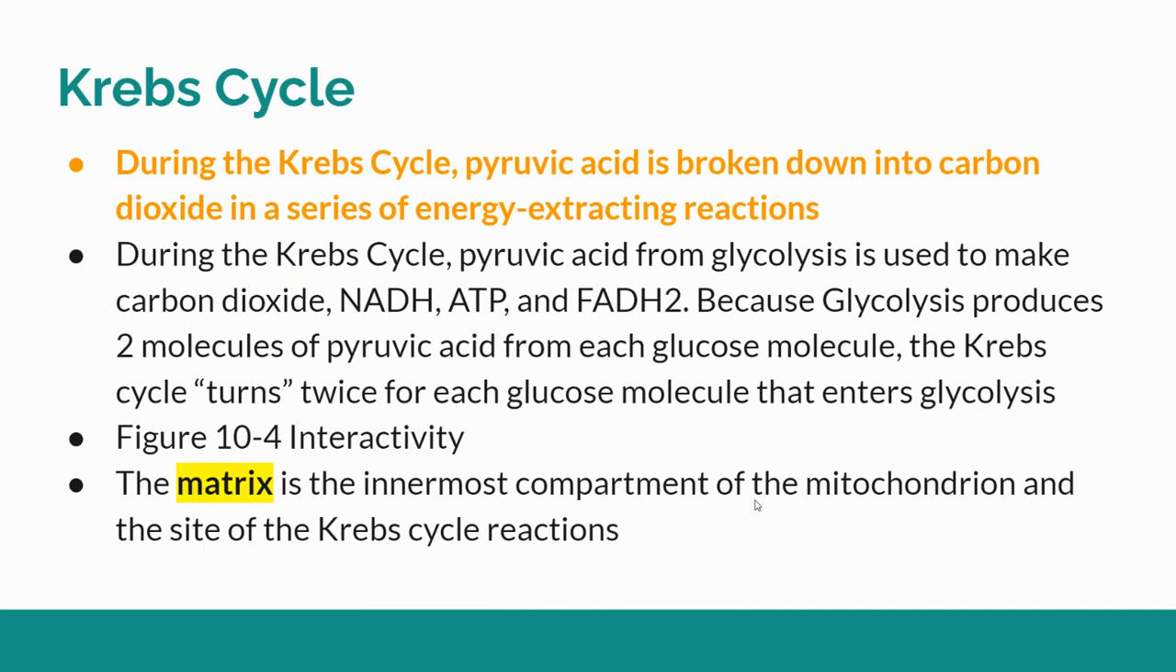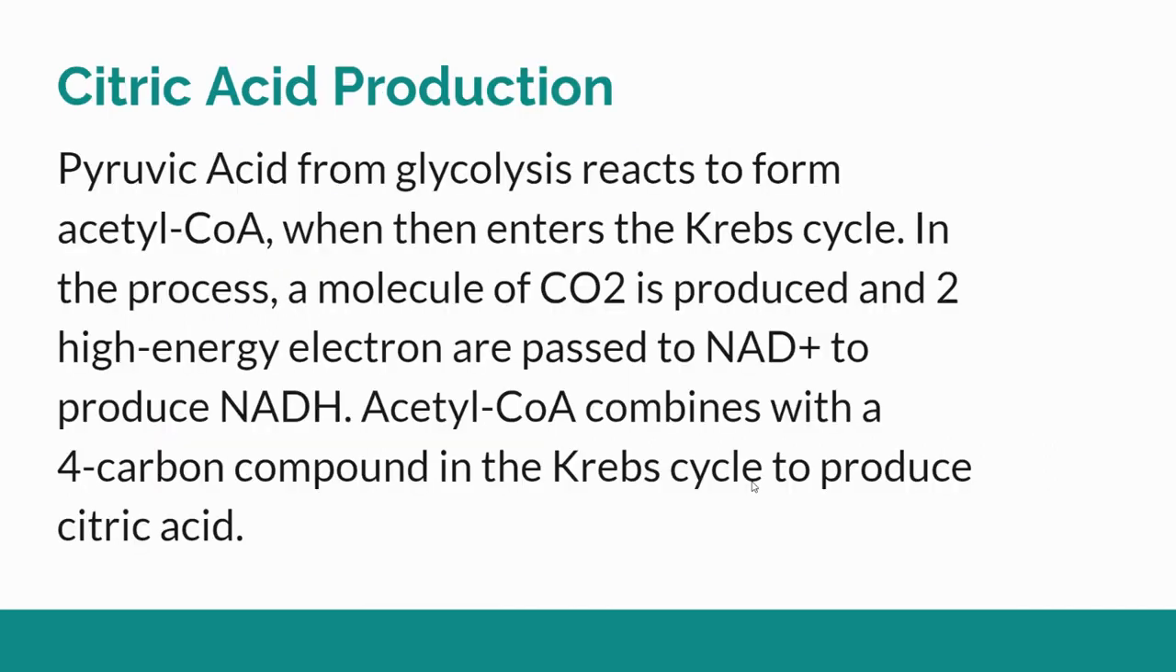Okay. The matrix, it's not a fun word, is the innermost compartment of the mitochondrion. Mitochondrion is singular for mitochondria, and is where the Krebs cycle is actually occurring. So, citric acid production. The Krebs cycle begins when the pyruvic acid produced by glycolysis passes through the 2 membranes of the mitochondrion and into the matrix. So that's a fun word. The matrix, not like the movie, is the innermost compartment of the mitochondrion and the site of the Krebs cycle reactions.